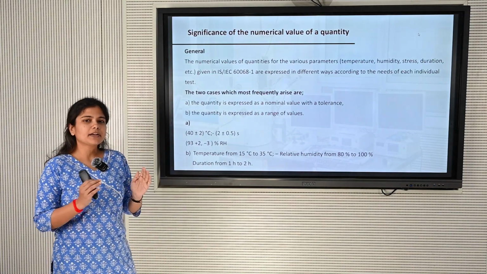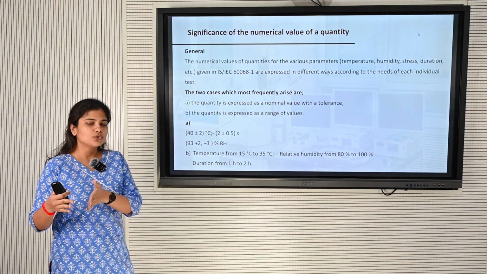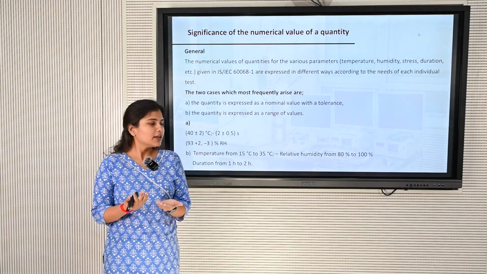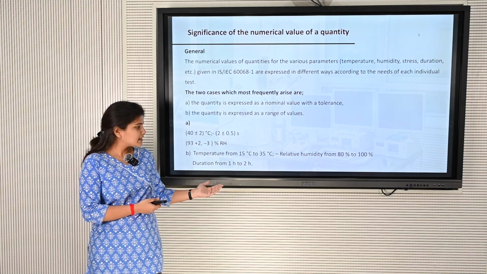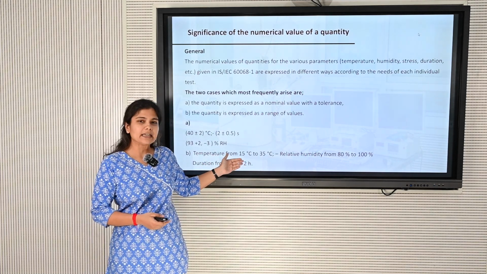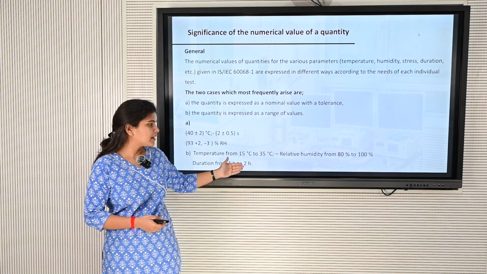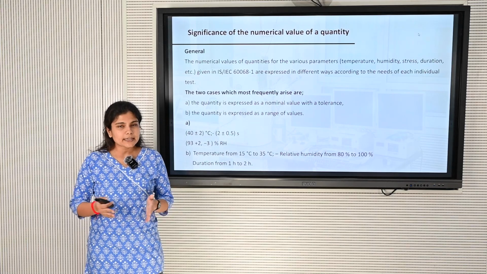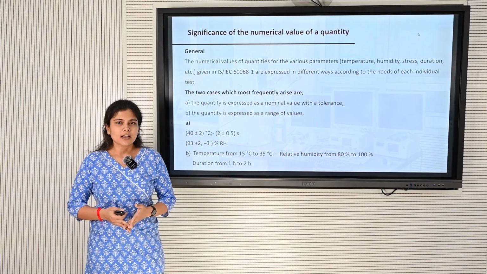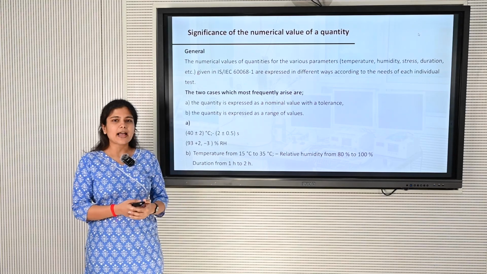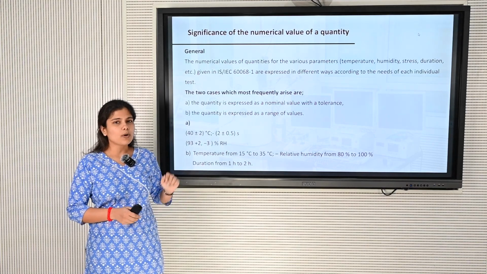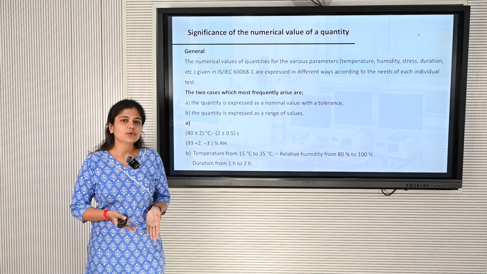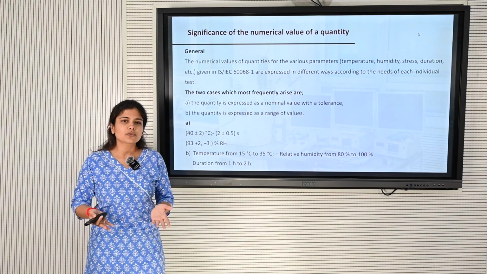Second, if we are giving a range, what does range mean? From something to something, from a lower value to a higher value, right? So here it gives the example, for example, 15 degrees centigrade to 35 degrees centigrade. This gives a range of value. So how to write a particular basic quantity, how to define it, how to do the preconditioning as per these values, all these are contained in part 1 of the standard. This was just an illustrative example of how part 1 talks of.